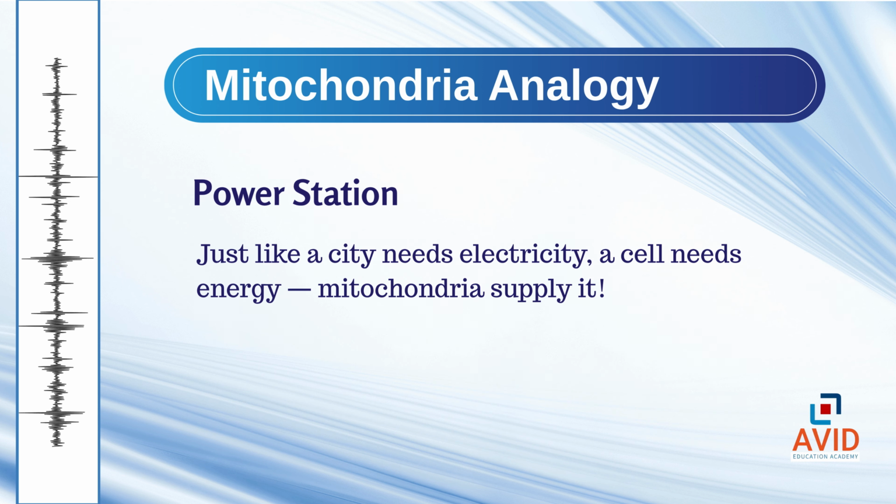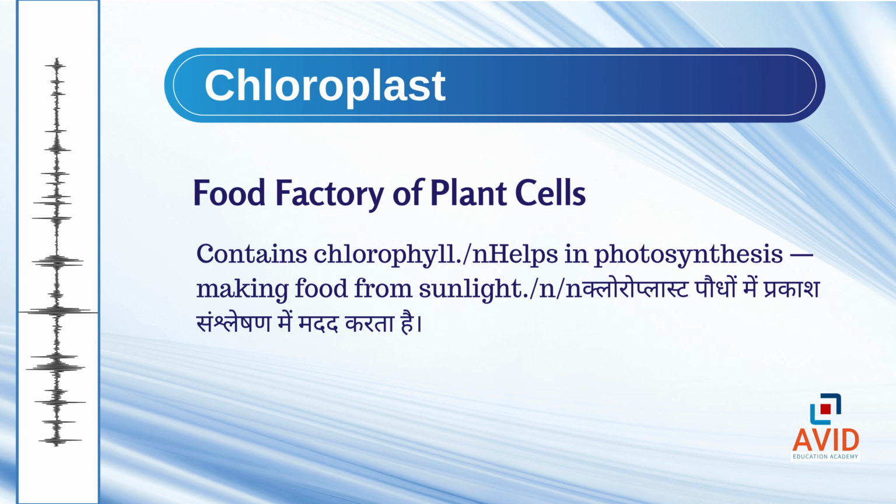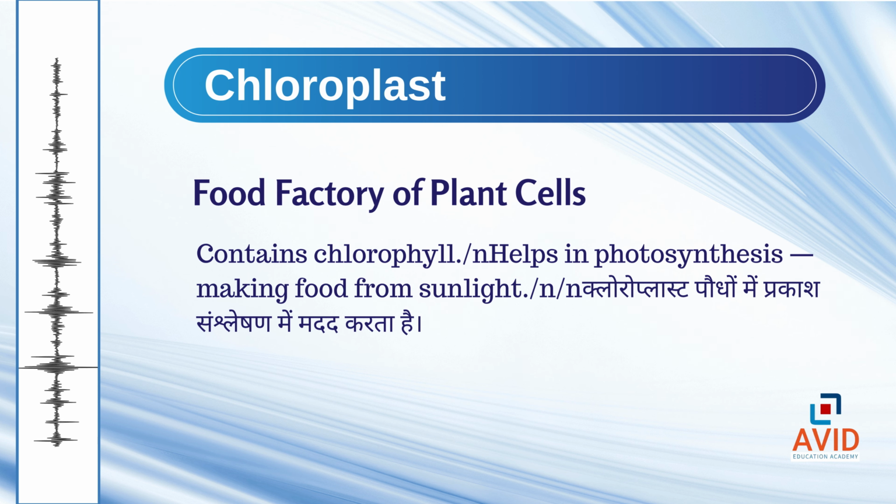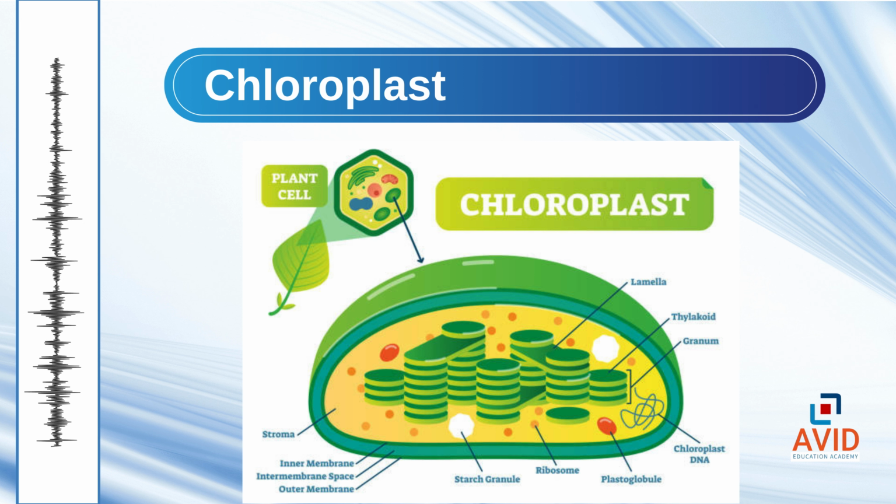So remember, food goes in mitochondria, energy comes out. Next, let's talk about the chloroplast. This is found only in plant cells. Chloroplasts contain a green pigment called chlorophyll, which helps in photosynthesis, the process by which plants make their food using sunlight. So, if mitochondria produce energy from food, chloroplasts make the food using sunlight.